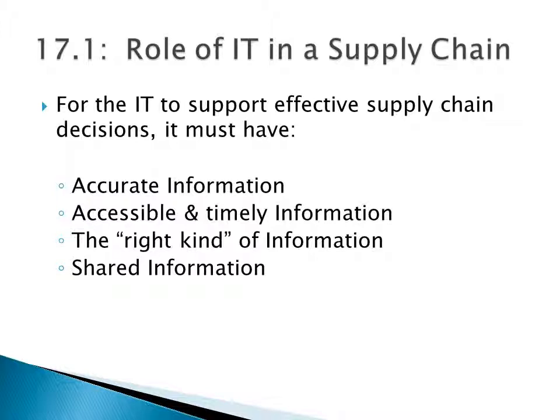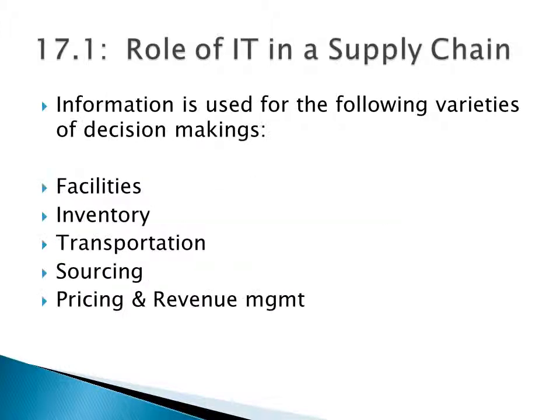For information technology to support effective supply chain decisions, it must have accurate information, accessible and timely information, the right kind of information, and shared information throughout the supply chain. Information technology is used for the following varieties of decision making: about facilities, inventory, transportation, sourcing, pricing, and revenue management.